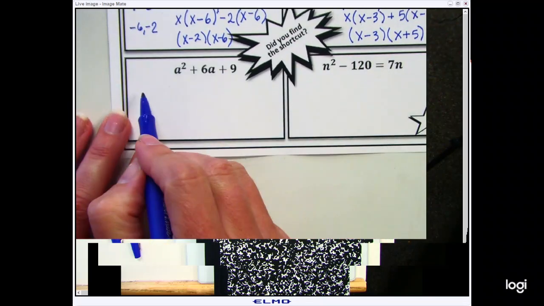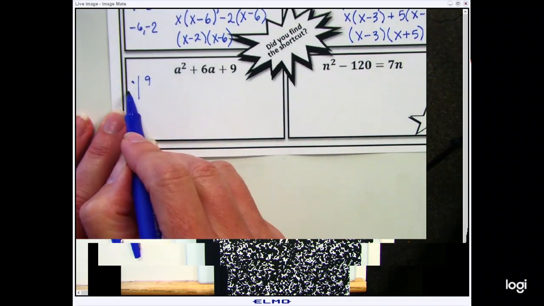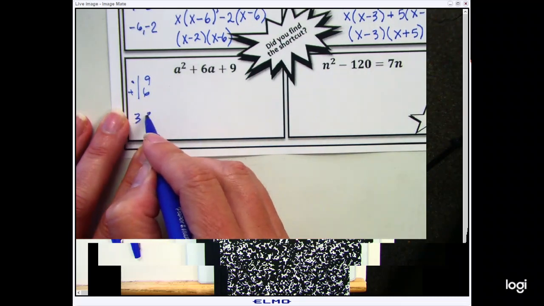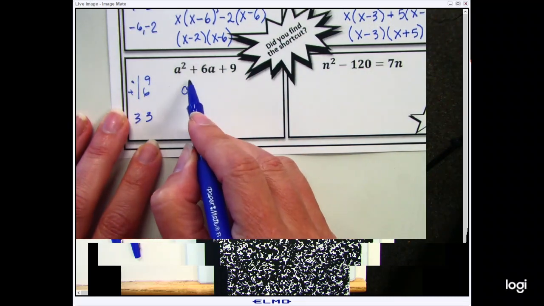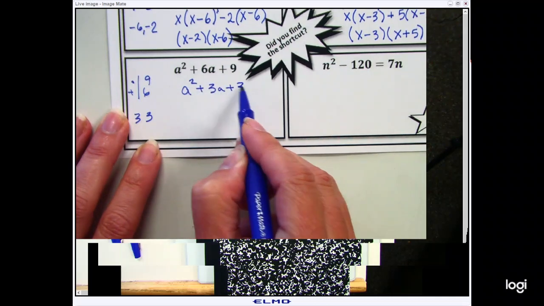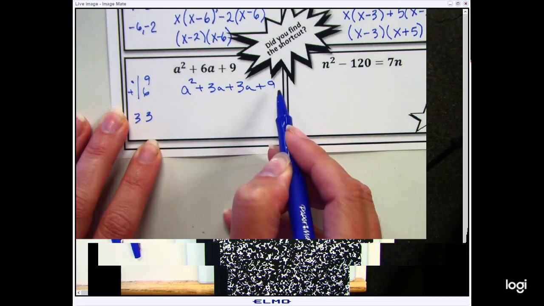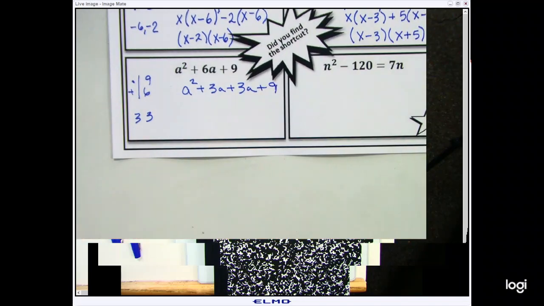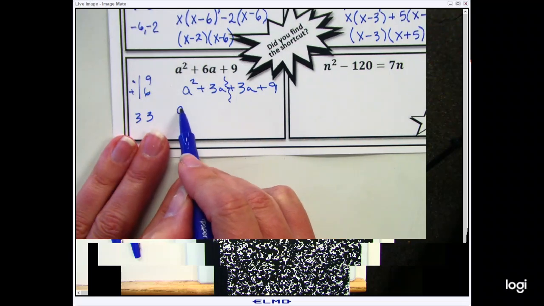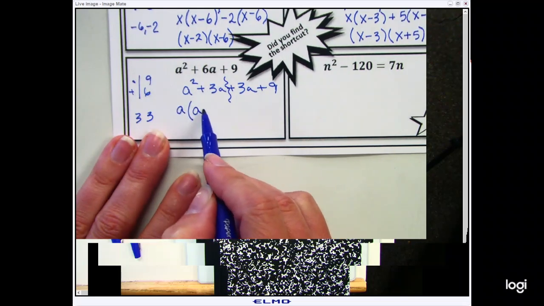I need 2 numbers that when I multiply them, they are 9, but when I add them, they're 6. That one should be not too bad. What are my 2 numbers? 3 and 3, right? Rewrite. A squared plus 3a plus 3a plus 9. Split it down the middle. A times A plus 3.